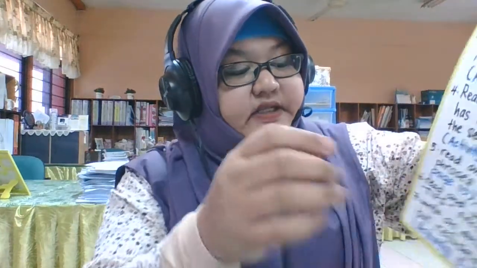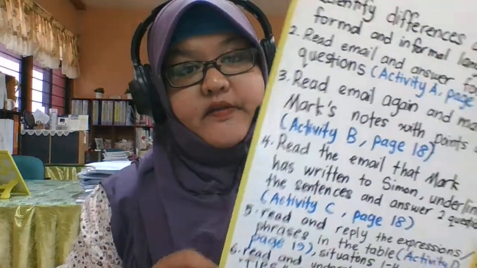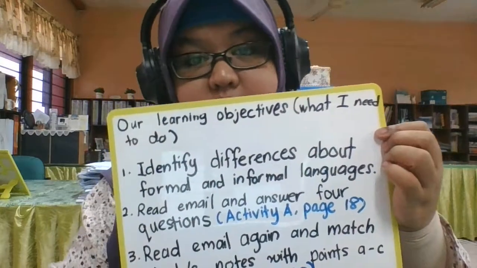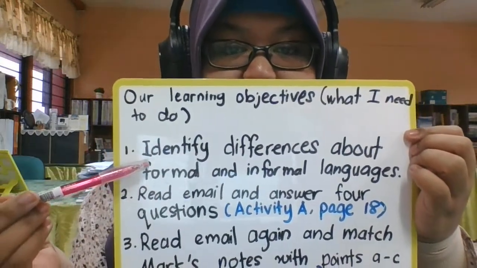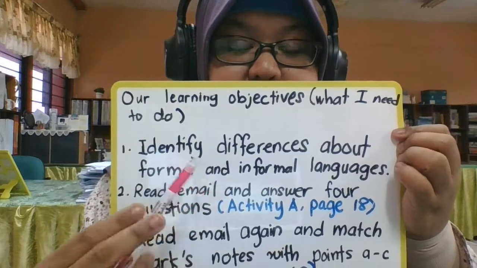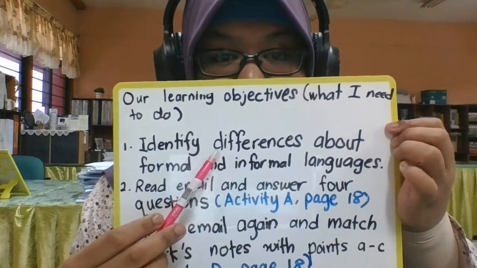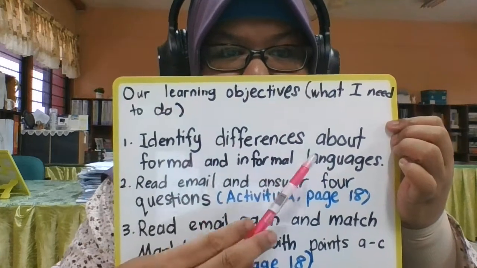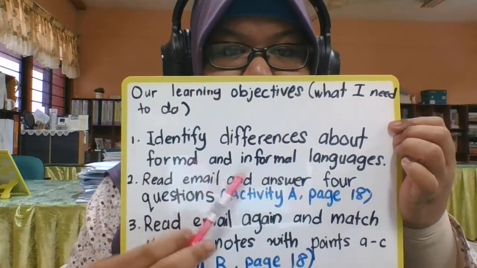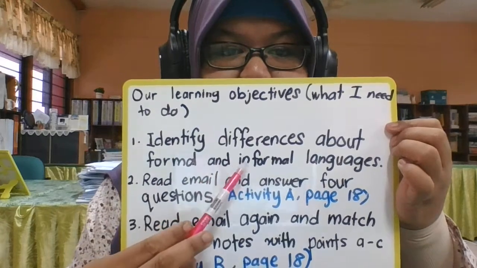So before you do the writing and the exercises from activity A until activity E, the first thing that you should do is identify, kenal pasti, differences. Differences means kelainan, or perbezaan. About, tentang, formal and informal. Formal is formal and informal is yang tidak formal language. What does it mean by formal or informal language? Let me show you what is formal and informal language.